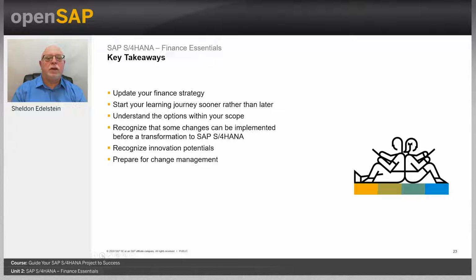Recognize innovation potentials. Two examples include Fiori and SAC. These products are a focus of SAP's development and will be a major pathway to bring innovation into S4HANA. Prepare for change management. S4HANA has hundreds of changes when compared to older ERP systems. The impact to the user community will be significant. Change management is therefore a critical component of any transition plan.